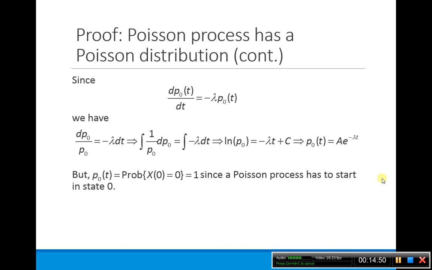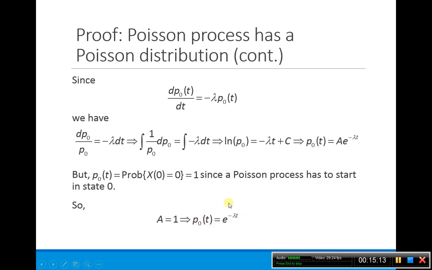P0 of 0 is the probability that X of 0 is equal to 0. Well, that's 1, because X of 0 can't be anything but 0. That's the property of our Poisson process. It has to start in state 0. So P0 of 0 has to equal 1. That means that A has to be 1. So we have what P0 of t equals.